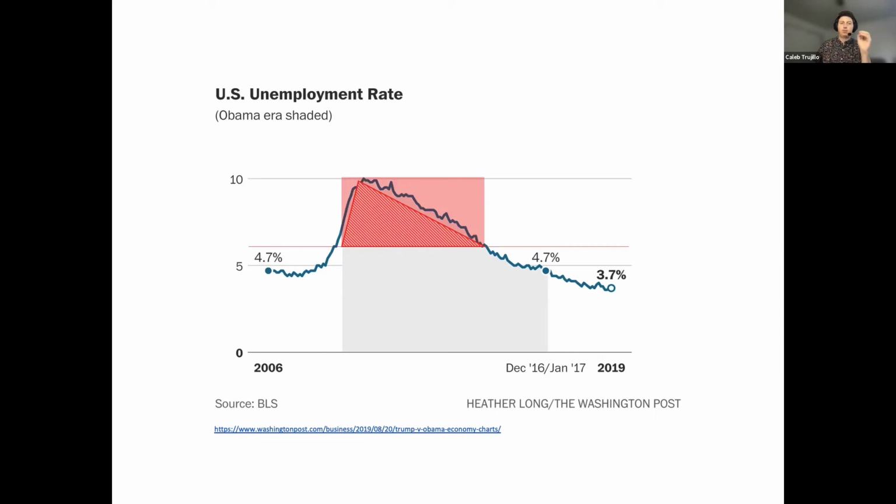Now, critics of the president would point out that we want to keep the unemployment rate below 6%. And for most of Obama's tenure, the unemployment rate was above that threshold. So if I were to fill in the highlighted area to show the area under the curve that's above 6%, they would say most of this duration was above the threshold that was set. And this is a big criticism: that during Obama's tenure, he didn't bring unemployment down below an acceptable level.